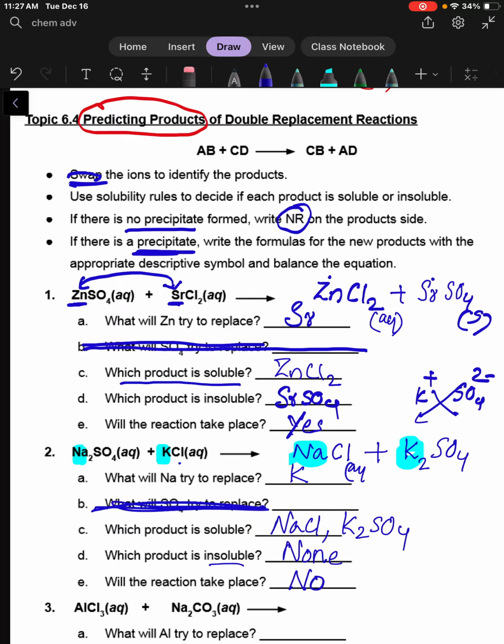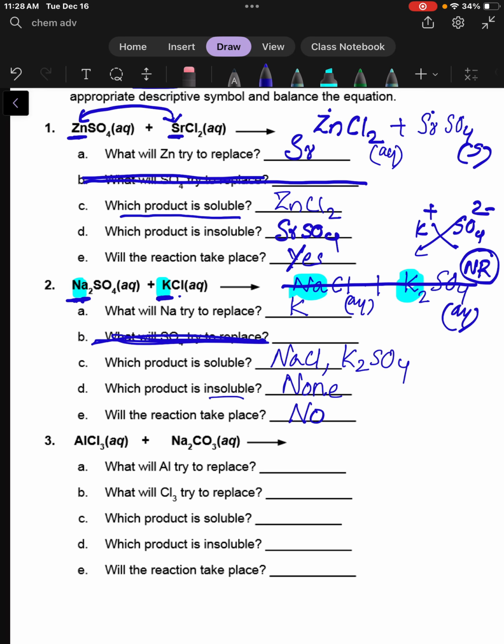So I'm going to write AQ here. But on your test, you just need to cross this out. You can just write what? NR. I would always realize that from this itself, even though we swap them, you will get both of them are group 1. That will end up in a no reaction.